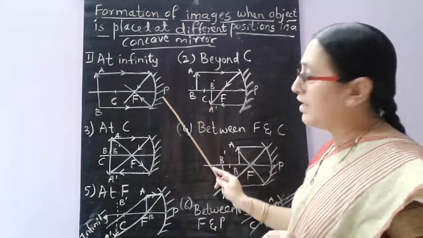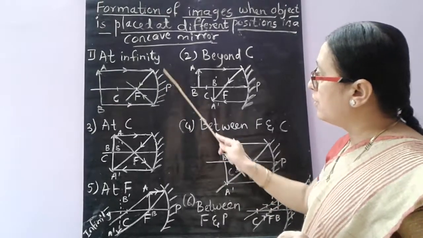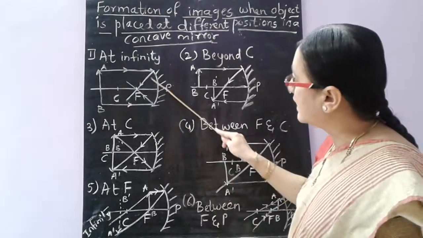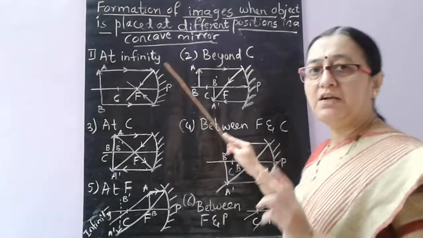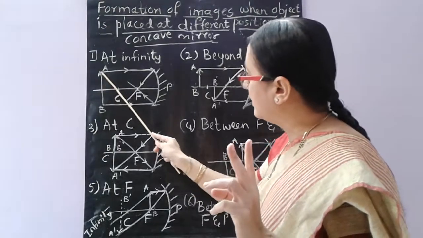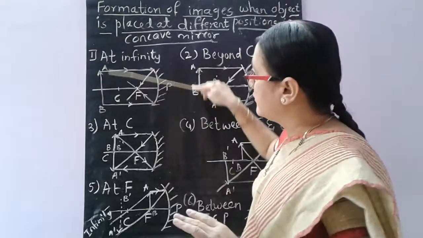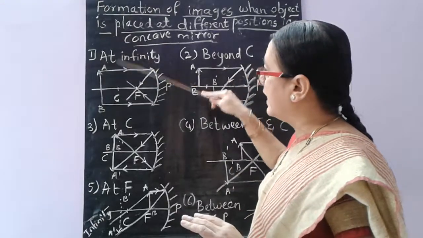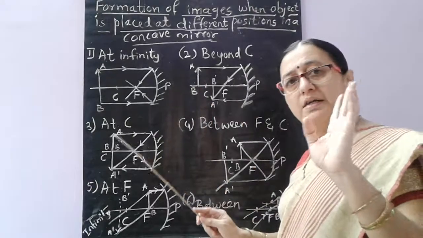When we are drawing ray diagrams, we have to draw the mirror. The lines here show the non-reflecting surface. Inside it is a concave mirror, with the pole and principal axis, and we are taking two rays here. One ray is parallel to the principal axis, and the other ray will be passing through the focus. So two rays we are taking here.